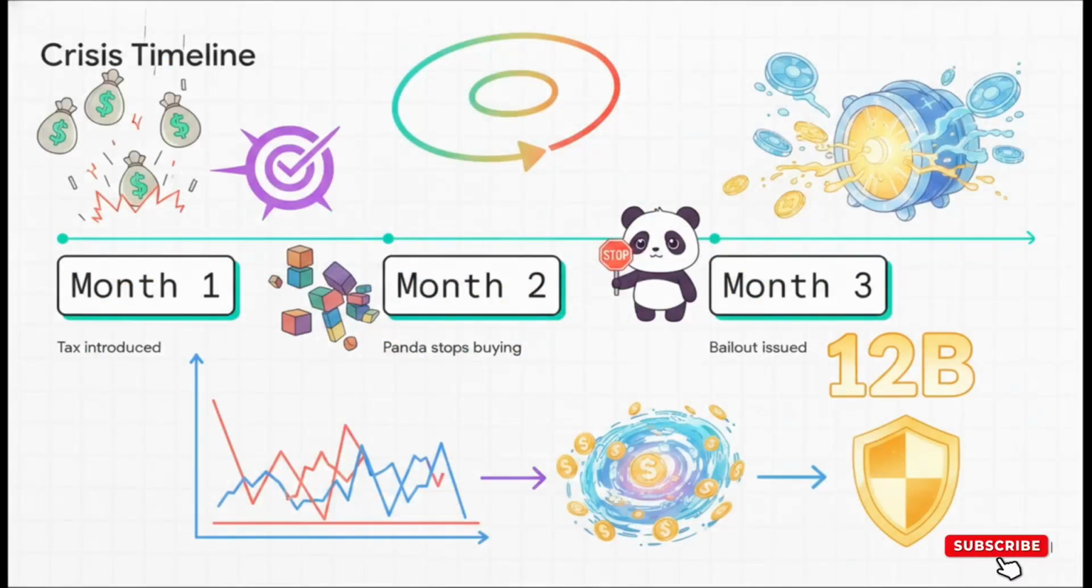When we lay this out chronologically, the cause and effect loop is stunningly fast. Check this out. In month 1, the disruptive tax is introduced. Almost immediately, in month 2, the buyer, Panda, reacts by stopping their purchases entirely. And by month 3, the situation is already so incredibly dire that this $12 billion bailout has to be issued. We go from policy implementation directly to a massive market failure, straight into an enormous government payout, all within the span of a single financial quarter.